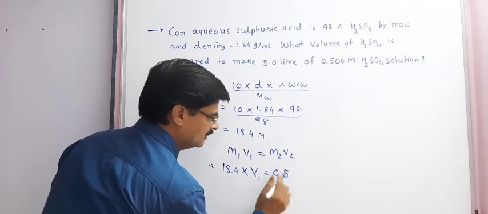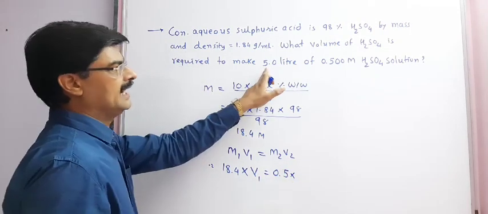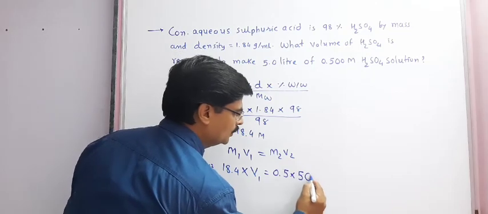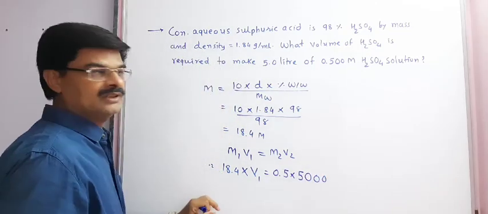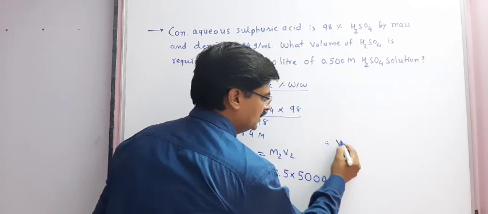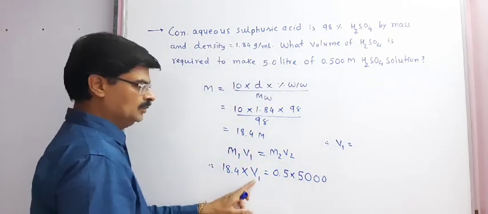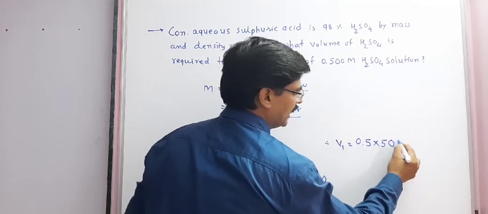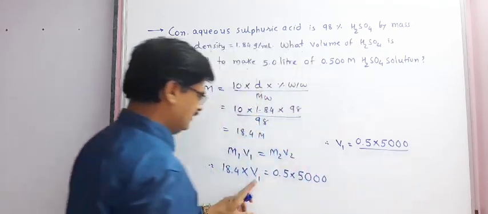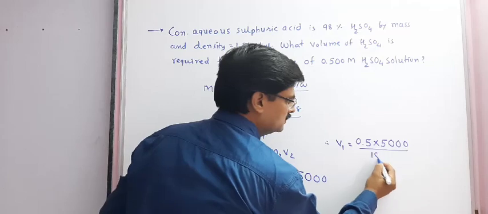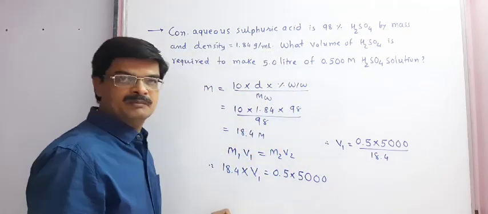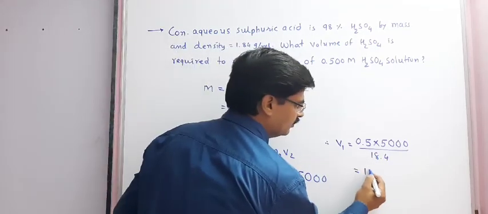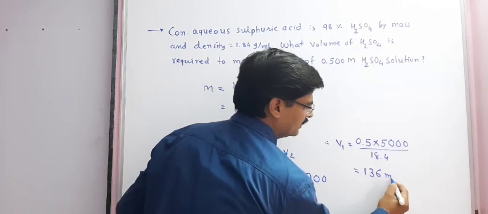0.5 into 5 liter, convert it into ml, we will get 5000. Therefore, V1 is equal to 0.5 into 5000 divided by 18.4. On simplification, we will get 136 ml.